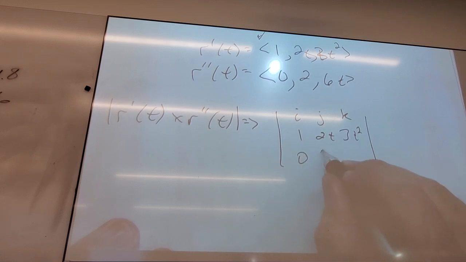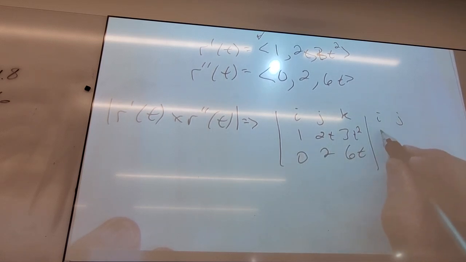Okay. Where am I at? 0, 2, 6t, and then I can repeat if you want to. Some of you guys just do the determinant directly. I love it. Whatever makes more sense. If none of it makes sense, come see me.